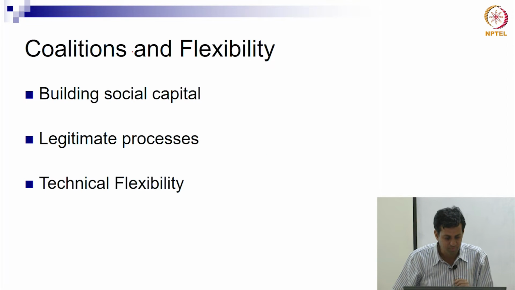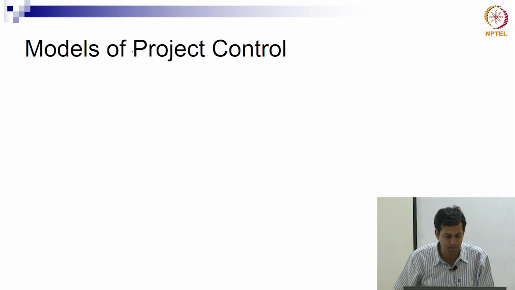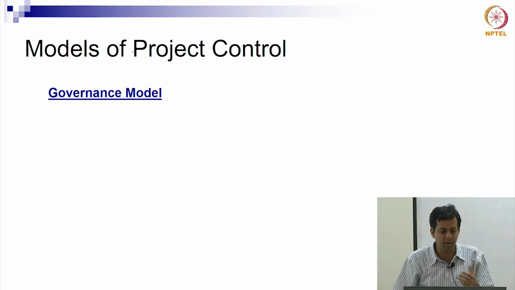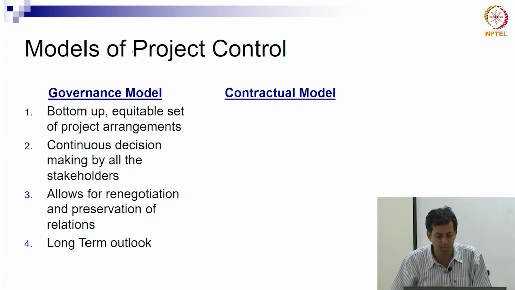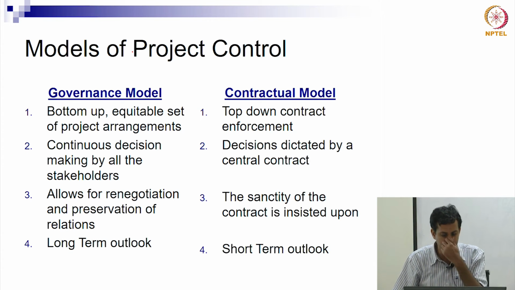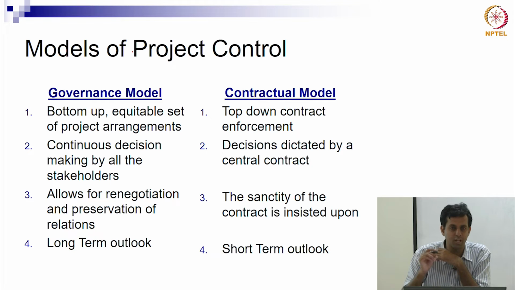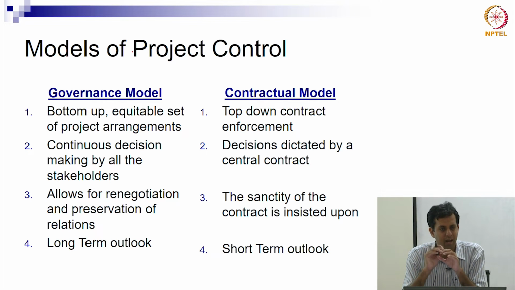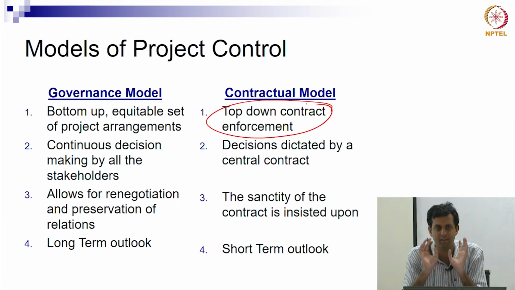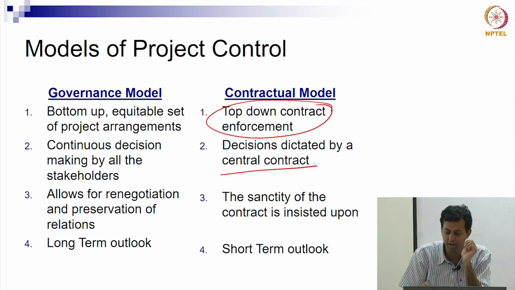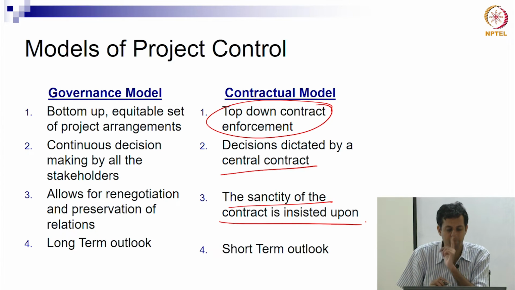Okay. So we've talked about flexibility. Essentially there are these two models of project control. One is what we call the governance model, and the other is the contractual model. The contractual model goes back to the assumption that let me do a little bit of work up front, let me figure out risks, let me write a contract, and then the contract will just enforce. I just need to sit back. I've done my studying, I've done the contract. Decisions are dictated by the central contract, and sanctity of the contract is insisted upon.